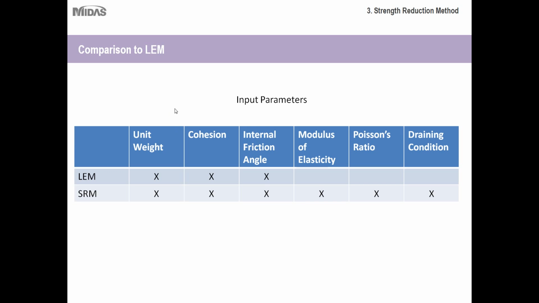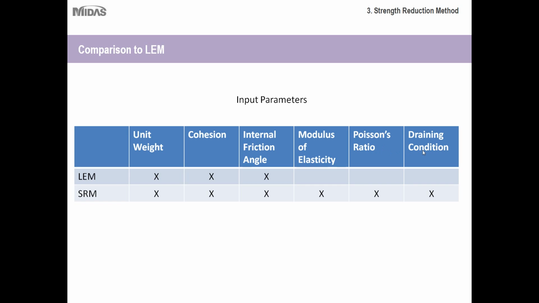Okay, and then input parameters. So when you're using the strength reduction method, there are a couple of other input parameters that you need to take into account. So these are just the main ones here. As you can see, with the limit equilibrium method, you have the unit weight, cohesion, internal friction angle. That's very basic. But with the strength reduction method, in addition to these three types of parameters, you'd also need the modulus of elasticity, the Poisson's ratio, naturally for calculating your deformations, and then also your drainage conditions for any type of seepage analysis that you want to run.